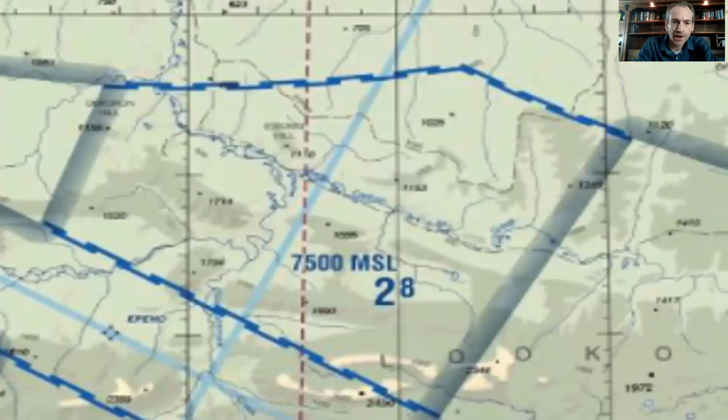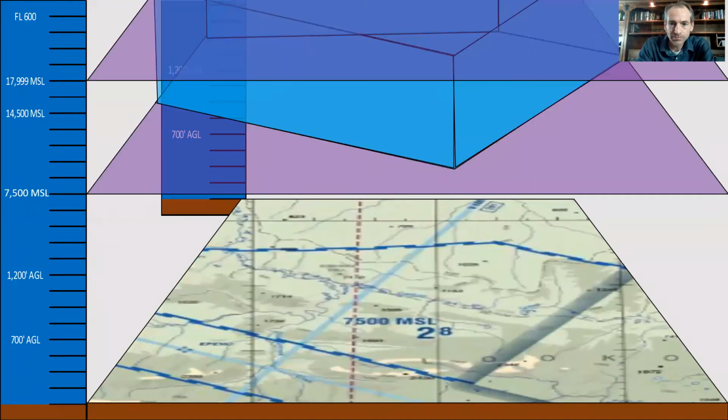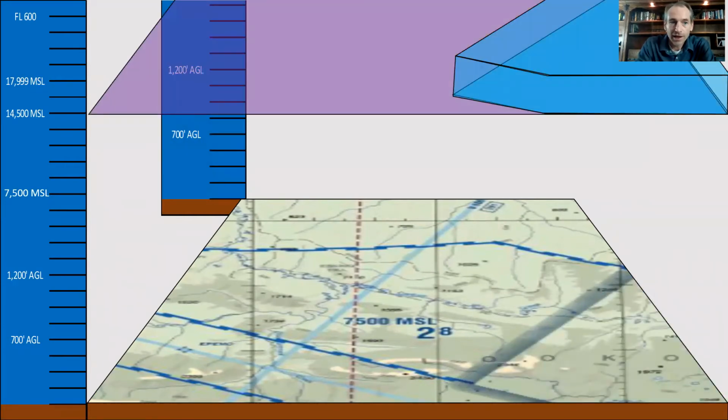So this is what it would look like on a sectional chart. You see you have your blue zippered line, and it indicates that the floor of Class E is 7,500 MSL. And then the same rules apply. The ceiling would be 17,999 MSL. If you're looking at that blue faded line, it is going to indicate that you have your Class E floor at 14,500 and it goes up to 17,999.